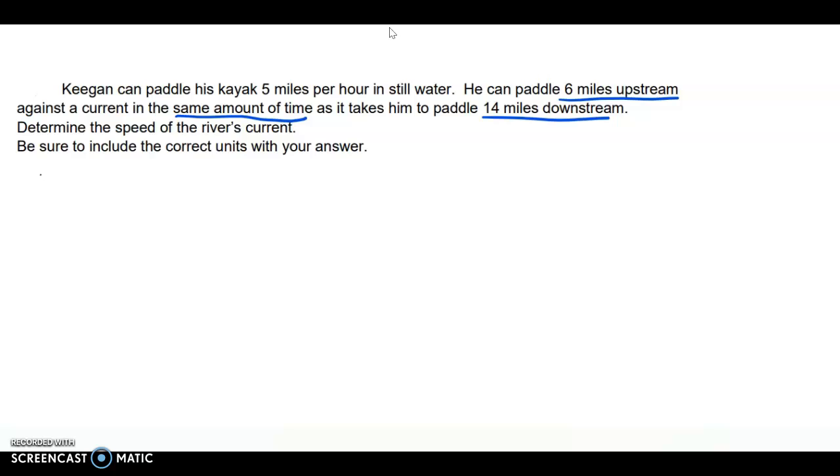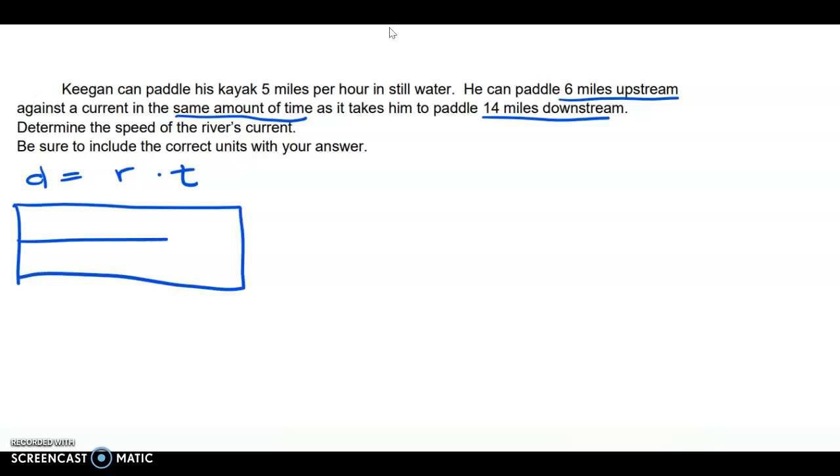Whenever I have a problem like this, I prefer to use the table method. So distance equals rate times time. We have two trips, one upstream and one downstream. So we'll label this one downstream and this one upstream. He can paddle his kayak 5 miles per hour in still water, so I'm just going to say this is Keegan's rate. Keegan's rate is 5 miles per hour.